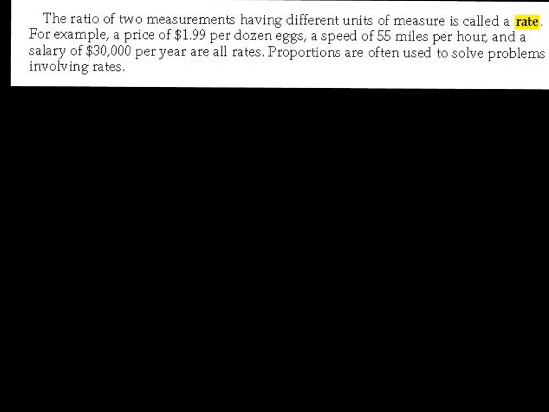The ratio of two measurements having different units to measure is called a rate. For example, a price of $1.99 per dozen of eggs, a speed of 55 miles per hour, and a salary of $30,000 per year are all rates. Proportions are often used to solve problems involving rates. And in each one of these statements, the word per, like $1.99 per dozen, would be written with a fraction bar for division.